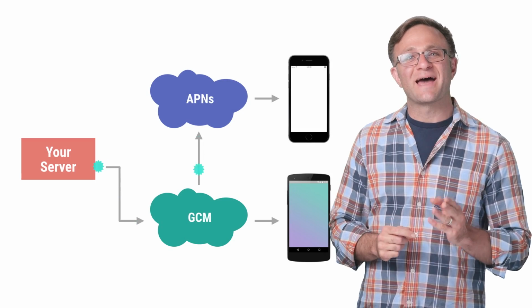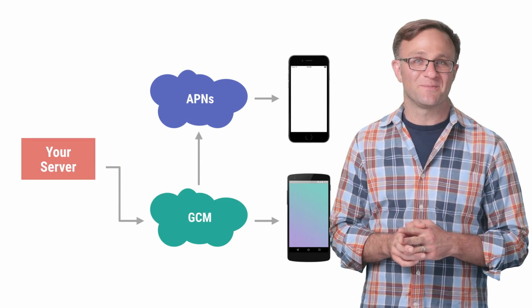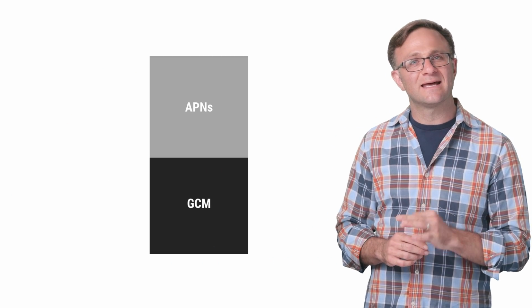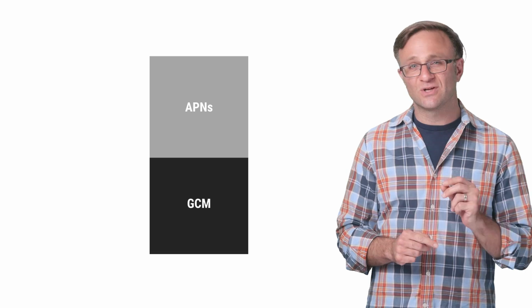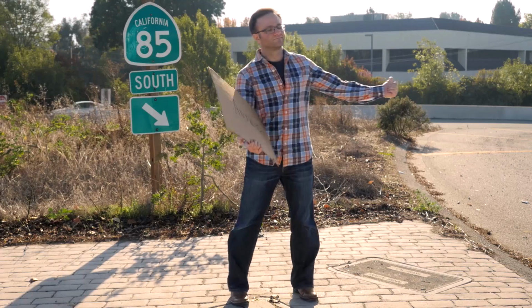So as you might know by now, you can use Google Cloud Messaging to send notifications to iOS devices through APNS. Now, in a previous video, we shed a little light on how the APNS half of this combo works. Let's see if we can do the same thing for GCM on this episode of Route 85.